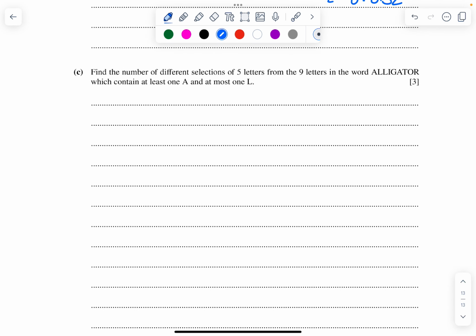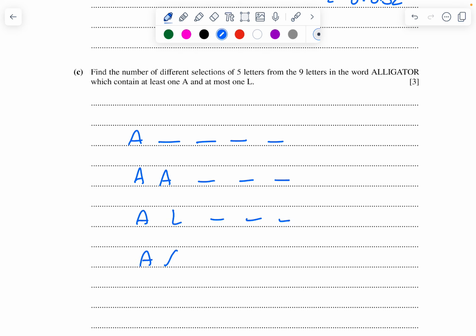Part C, find the number of different selections of 5 letters from the 9 letters of the word alligator, which contains at least one A and at most one L. It should contain one A and 0 L, both the A's and no L's, one A and one L, or both the A's and one L. That's all. These are the ways.